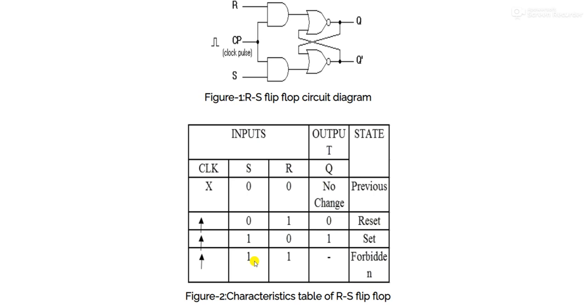For S equal to 1 and R equal to 1, there will be no valid output, and the state will be forbidden. These four conditions, or four states, we have already discussed in our theory portion.